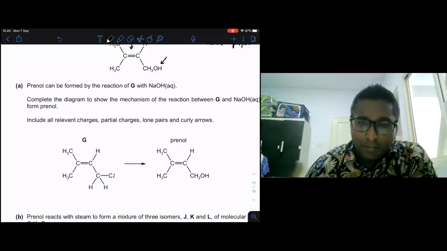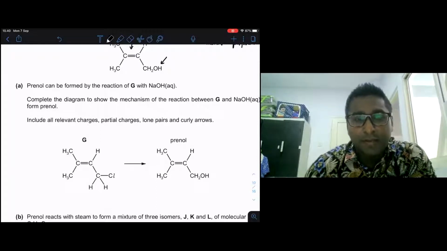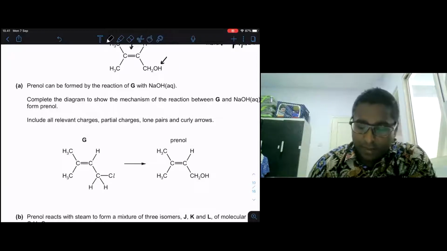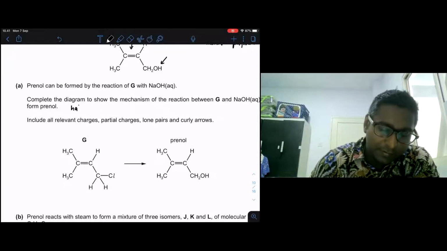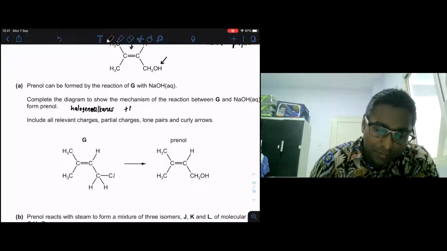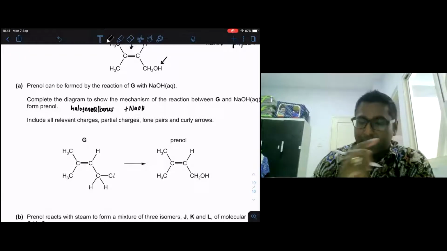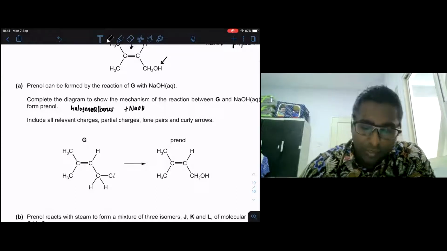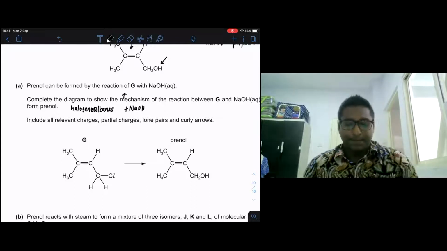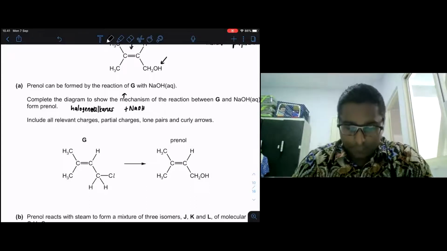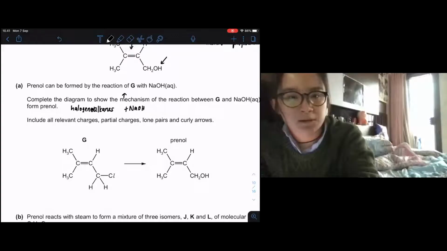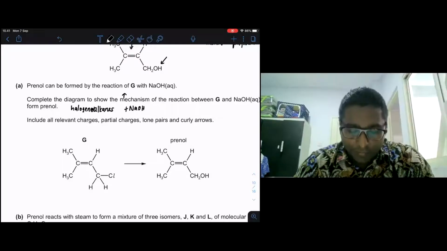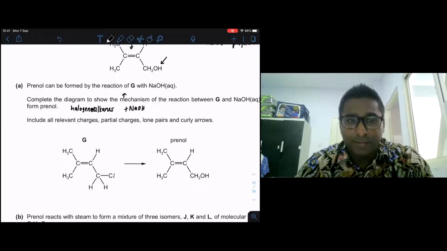Now, can someone help me with the type of mechanism that we are looking for? In this case, we have a halogenoalkane reacting with NaOH. It means the OH is going to replace the Cl. So Lavi, can you tell me what type of mechanism we are talking about over here? Nucleophilic substitution. Very good. We are talking about nucleophilic substitution.